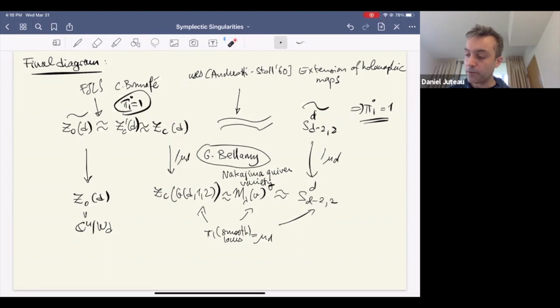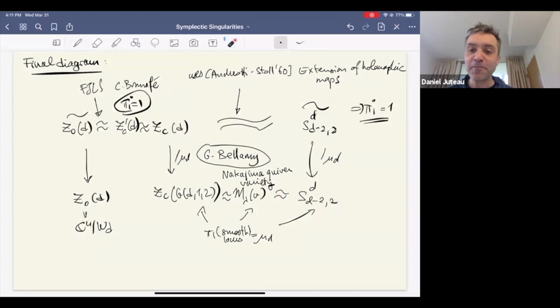And Nakajima, so it can be described by a Nakajima quiver variety. And this can also be used to describe nilpotent singularities. So you have this subsubregular slice in SL_D, which is described by the same Nakajima variety. And so for a long time, what we could say is that, okay, we have two families of singularities.